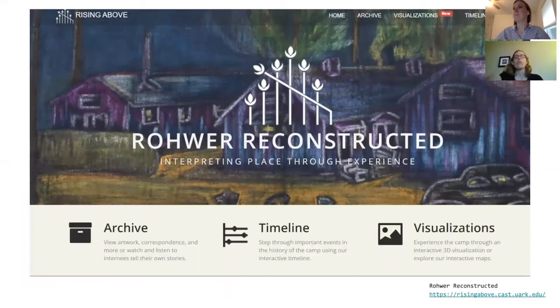Another type of resource that we investigated was a digitally mediated visualization of archival collections in the Rower Reconstructed project. Rower was the Japanese internment camp located in Arkansas during World War II. And the Rower Reconstructed project takes archival sources and data from archives around the state and puts them in conversation with each other via visualizations. Next slide.